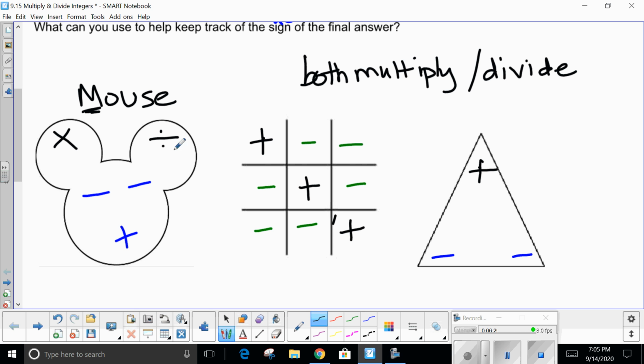Okay, all three of these are the same thing, they just look different, and we can use them for both multiplying and dividing to help us find the sign of our final answer.